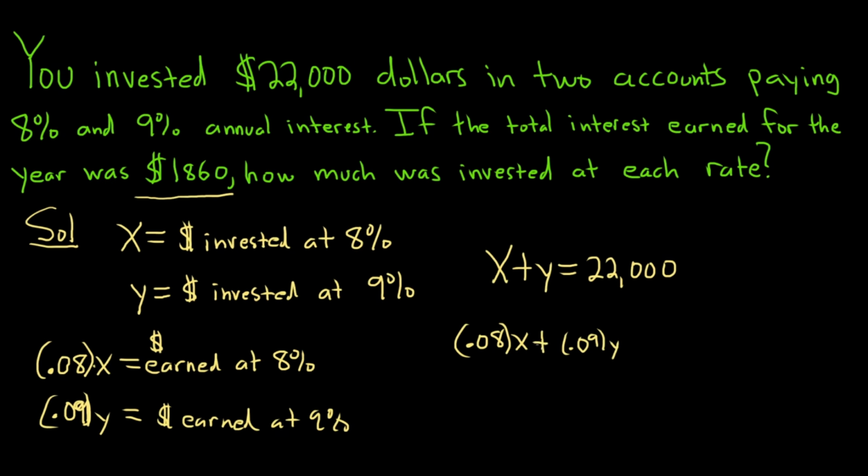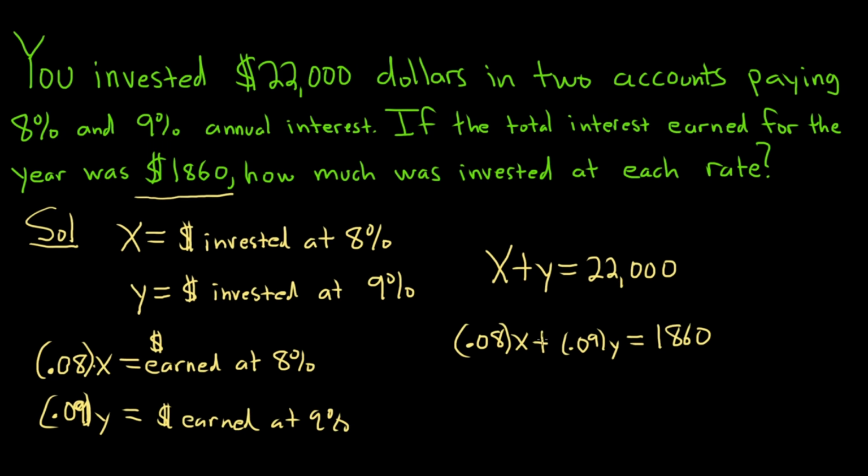If we add these up, the money earned at 8% plus the money earned at 9% equals the total money earned, so 1860. All right, so this first equation tells us how much we invested. The second equation tells us how much we earned. So the money earned from the first account plus the money earned from the second account equals the total money earned. All right, now we just have to solve this system of equations.